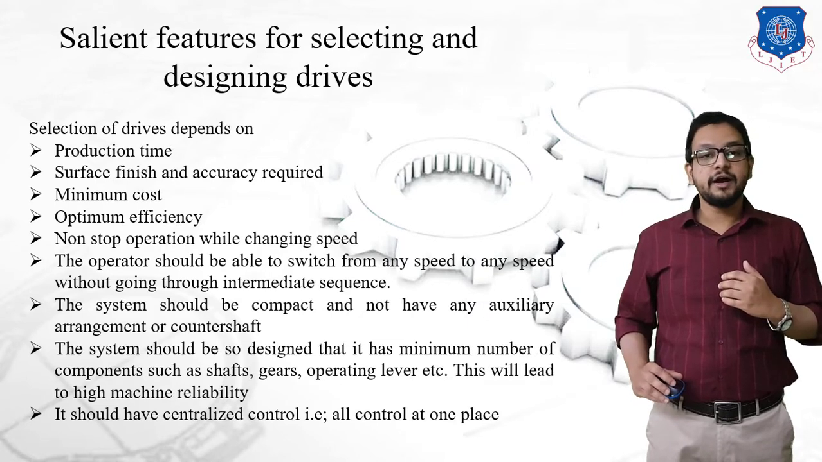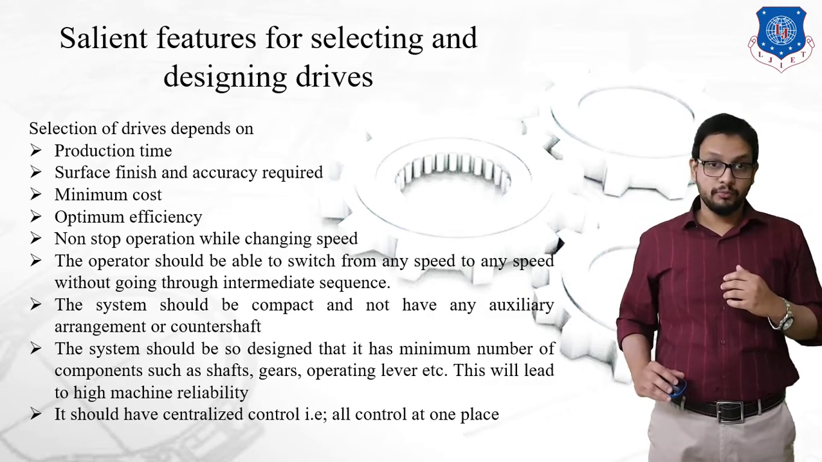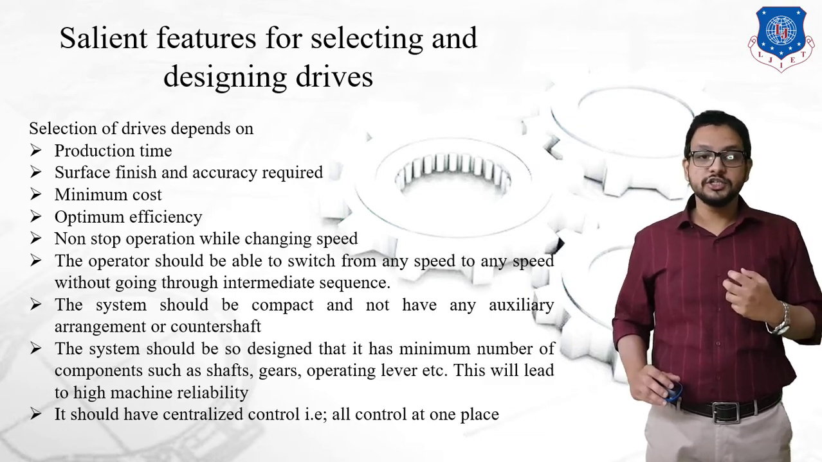The first selection criterion is production time, that is how much time a machine tool is going to take to produce a particular component, or in how much time a component can be finished. So production time is the most important criterion. Based on that, the drive has to be selected.